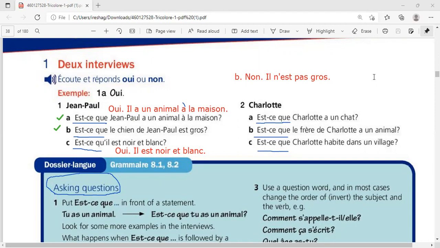Then est-ce que le frère de Charlotte a un animal? Does the brother of Charlotte has an animal? Teacher, what is the second one? The second one's meaning: does the brother of Charlotte has an animal? Okay.